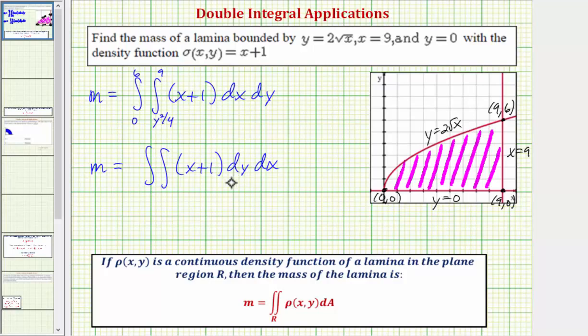Which means with respect to y, we integrate from 0 all the way to 2 times the square root of x. Now that the area is bounded on the bottom and on the top, we integrate with respect to x from 0 all the way out to x equals 9. So with respect to x, we integrate from 0 to 9. Let's go ahead and use this form of the double integral in order to determine the mass.